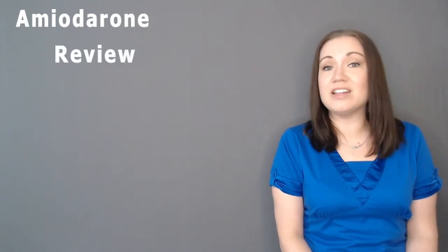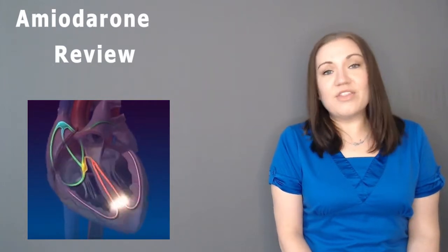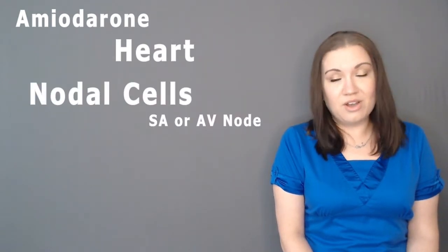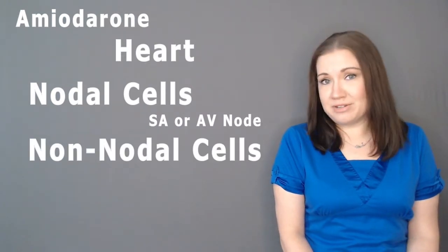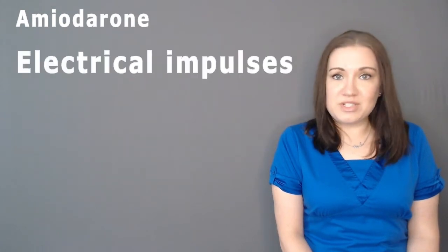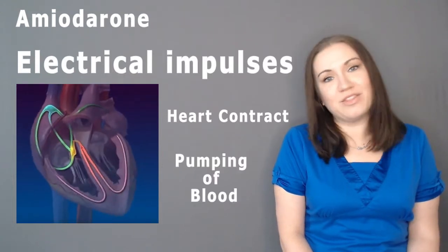Before we discuss the specifics of what amiodarone is and what it does, let me give you a little refresher course in how the electrical conduction of the heart works. The heart is made up of different cells that are considered nodal cells, as in the SA or AV node, or non-nodal cells, which are primarily cardiac myocytes and muscle cells. Electrical impulses are what make the heart muscle contract, which leads to the pumping of blood throughout the body.